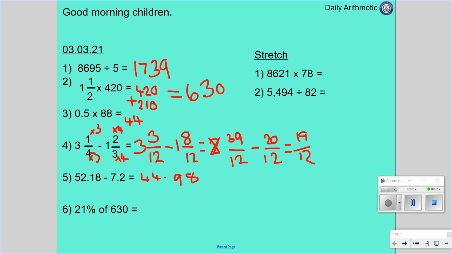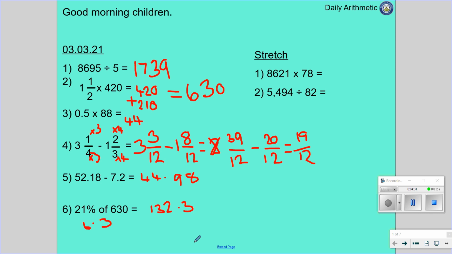Okay. Question 6, 21% of 630. First of all, you need to find 1%. So 630 divided by 100 gives us 1%, which is 6.3. And then you need to do 6.3 times by 21. So 6.3 times by 21 gave you 132.3. You had to have your decimal point in there to get the correct answer and to get the mark.